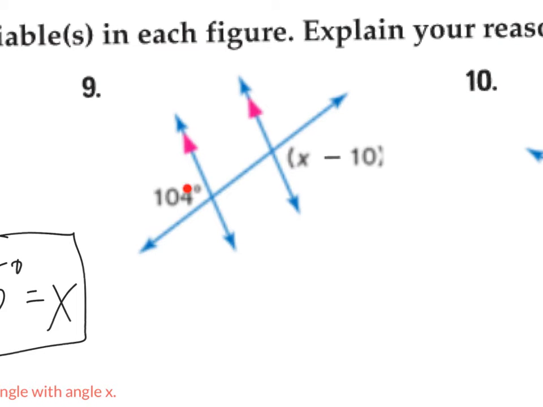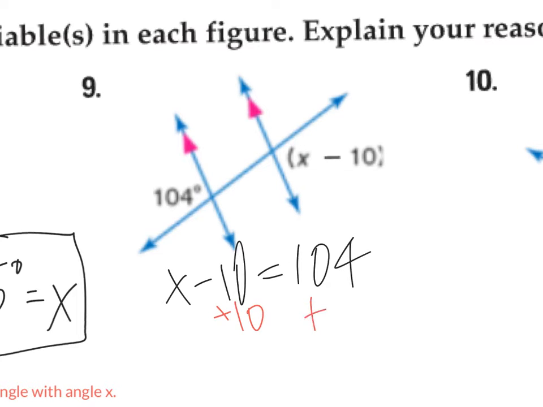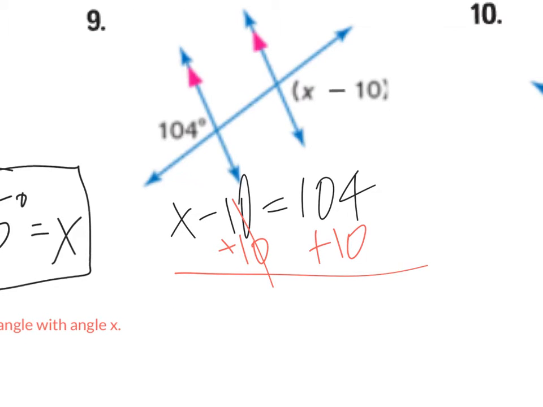Number 9, I have 104. This is on the outside because the parallel lines are here. x minus 10 is also on the outside, but it's on the other side of the transversal. So those are alternate exterior angles, and alternate exterior angles are congruent. So I'm going to say 104 equals x minus 10, or you can say x minus 10 equals 104. And that's just a one-step problem. Just add 10 to the other side, and you get x equals 114.